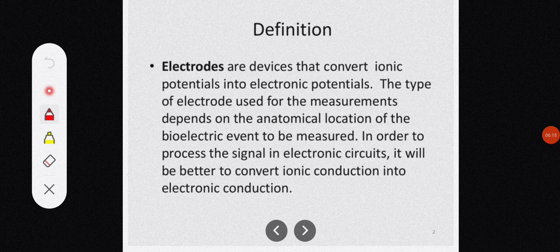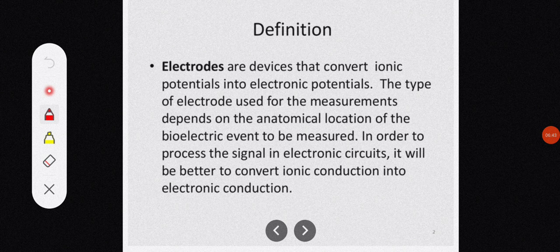And to obtain the electrocardiogram, what do we need? We need electrodes. Electrodes should be attached to the surface of the body over the heart so that they can pick up the bioelectric potential signals and transfer them to the display. The final display that we get, the graphical representation of these bioelectric potentials, is the electrocardiogram.